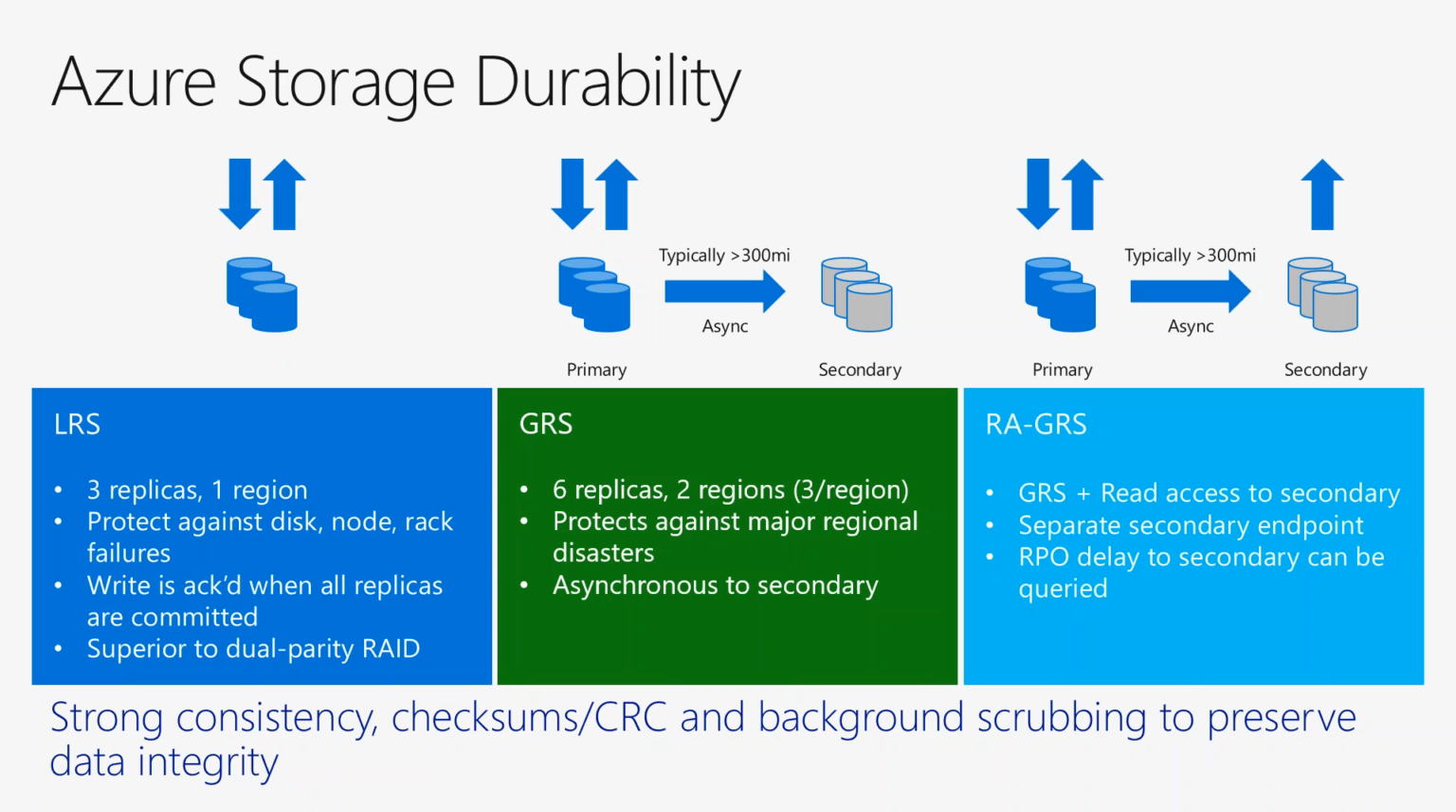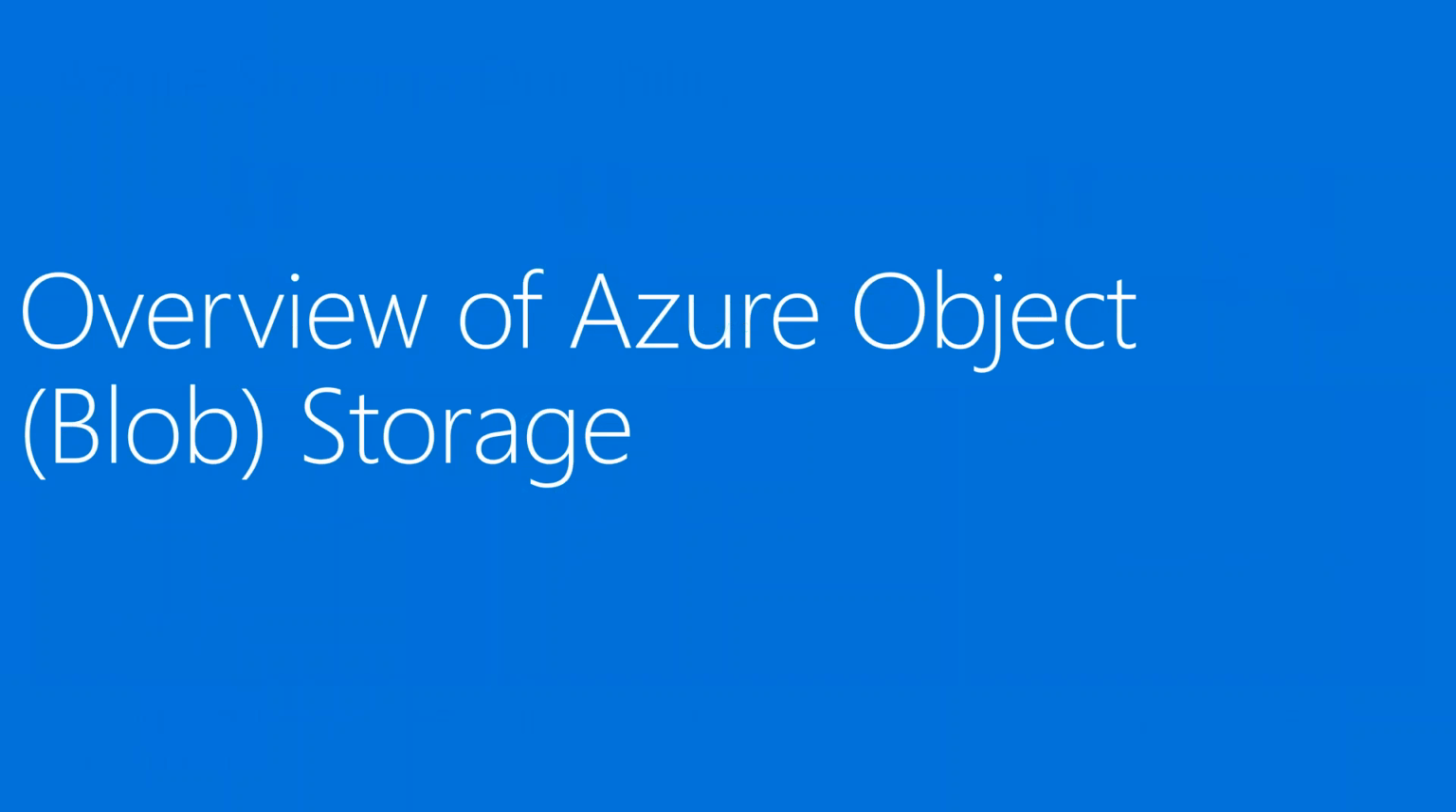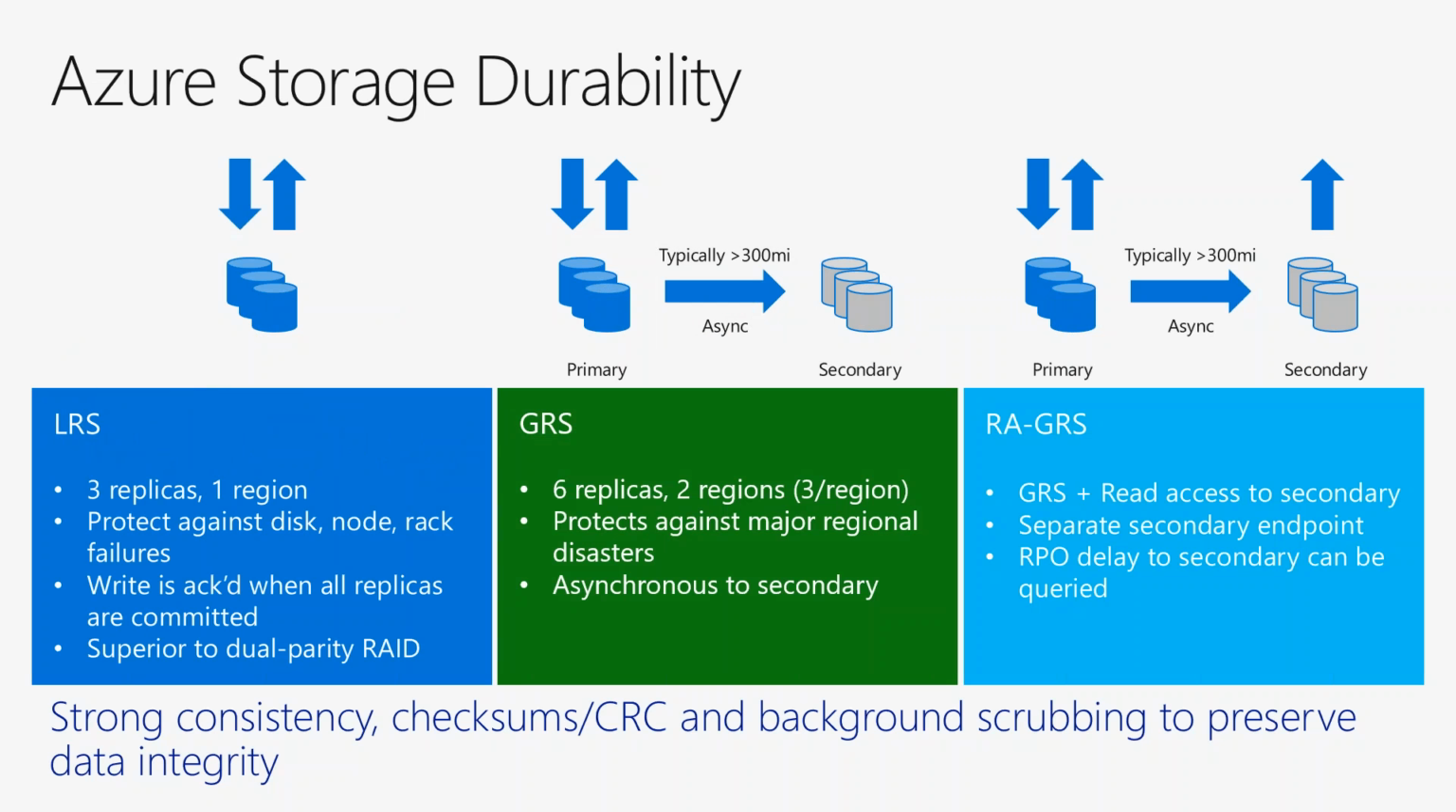And another option is GRS plus read access to secondary. We have secondary endpoints. So when we talk about Azure storage, we can store it in a local region, we can store it in a global region, and we can have read-access storage on different regions with more strength. So it gives us more consistency. We always scrub our data to preserve data integrity. So that's the reason we are using Azure storage.